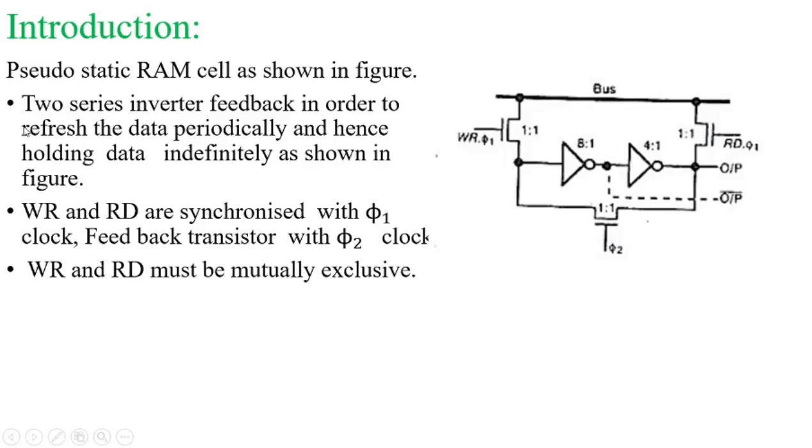First point: two series inverters with feedback, in order to refresh the data periodically and hence hold data indefinitely, as shown in the figure. It means that in the construction of the static RAM cell, we are using two pass transistors. The gate input of one pass transistor is WR into phi 1 and the gate input of the other pass transistor is RD into phi 1. And here we are using two Nmos inverters.